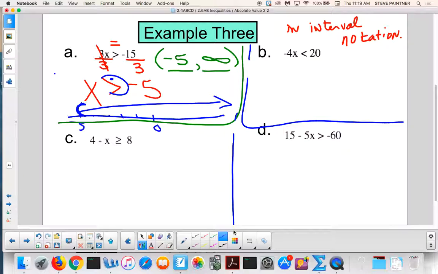Chelsea, do you want us to draw the number line and everything? Yep, number line and interval notation. Now guys, if you think this is getting easy for you, that's great, but just go to C then. Don't sit there and stare. Let's keep working.